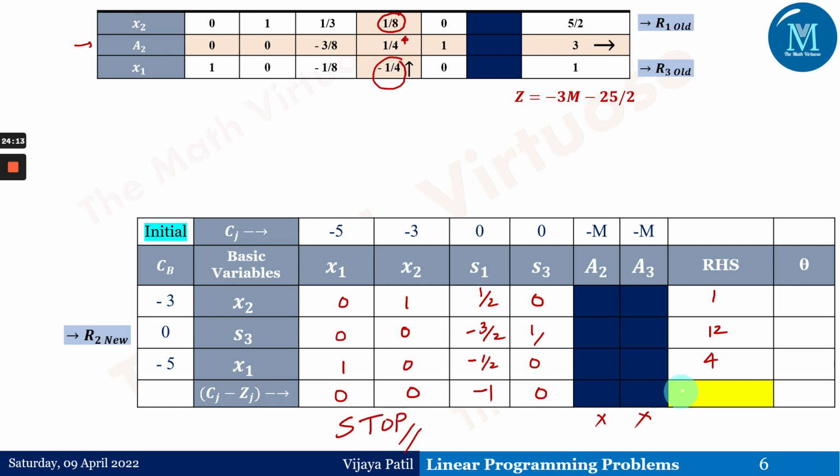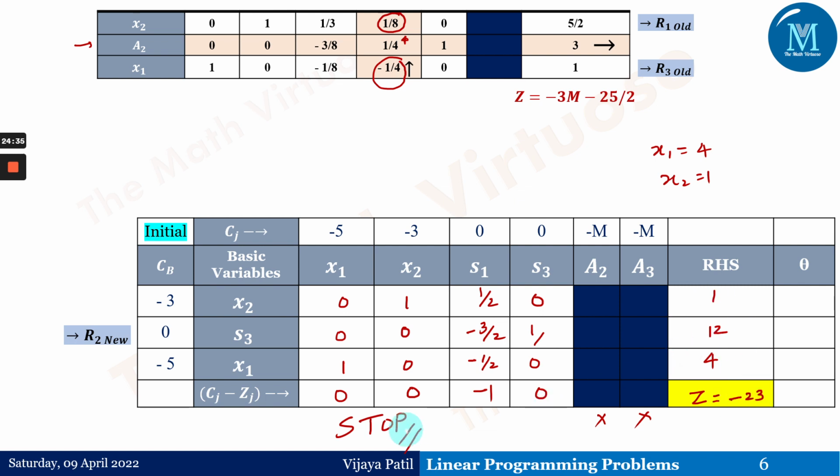What is the optimal solution in this case? x1 is equal to 4, x2 is equal to 1. S3 we are not considering, but yes, this is also 12, we have got it, but it is not contributing anything in the objective function. And what is the value of z? You can check it with CB into RHS, that we have got as minus 23.